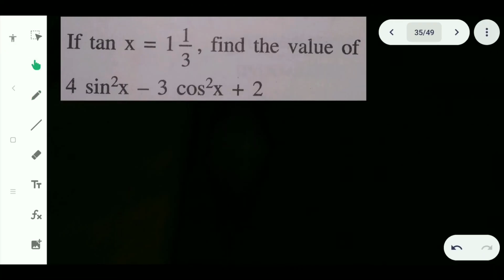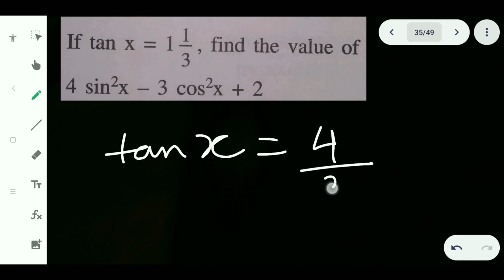Let us go to the last question. Just have a look at this question. Tan x is equal to 1 by 3. So when it is given in mixed fraction, you just convert it into an improper fraction, that is nothing but 4 by 3. Find the value of 4 sin square x minus 3 cos square x plus 2. It is better to draw a right angle triangle whenever the diagram is not given in trigonometry.